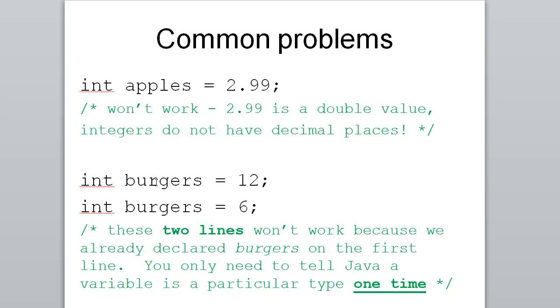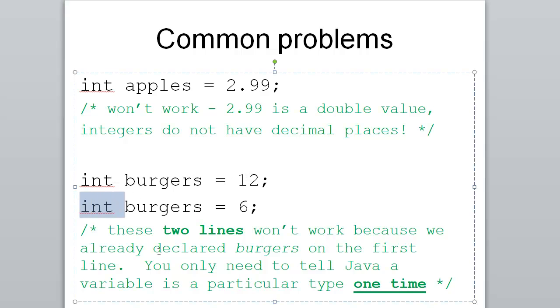it'll create a place in memory to hold 12, but then you try to create another place in memory, int burgers equals 6. Well, you can't have two variables in memory with the exact same name. So this will give an error. If you wanted to say int burgers equals 12 and then you wanted to change the value of burgers, you don't need to declare it as an integer again.